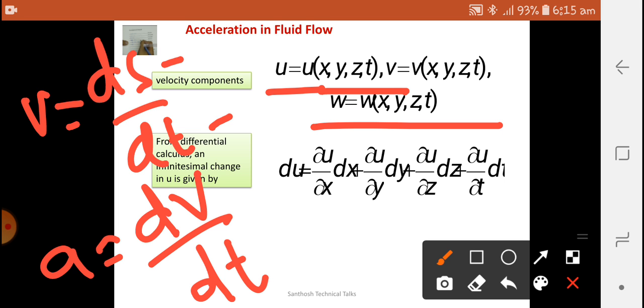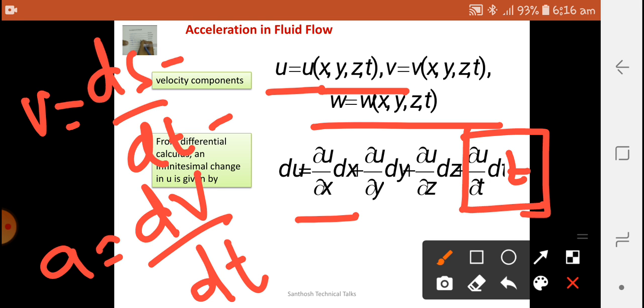Therefore, by differential calculation, if it is an infinitesimal change of u, the three dimensions are being taken care of. That is why here, with the partial derivative, du = dou u by dou x into dx plus dou u by dou y into dy plus dou u by dou z into dz plus dou u by dou t into dt. So this is for the acceleration.